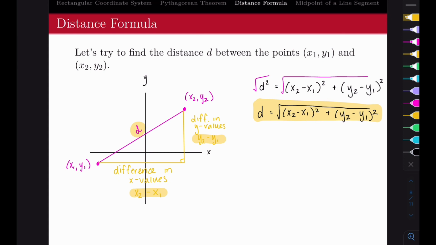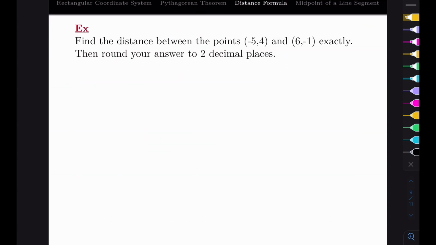You don't need to memorize how or the proof of this, but I think it's always beneficial when we can to see where things come from. So let's try an example. We have 2 points, (-5, 4) and (6, -1). We want to figure out the distance between these points exactly, and then afterwards we're going to round. So be very, very, very careful, especially in your homework and your test. You want to read the directions to see which form you want, because a lot of times you're going to get irrational numbers for your answer, and you don't want to input the decimal approximation.